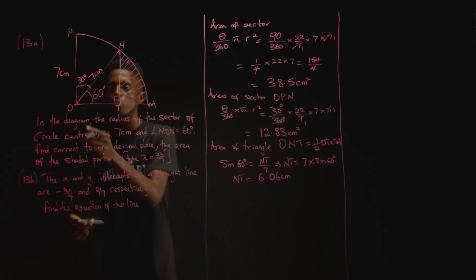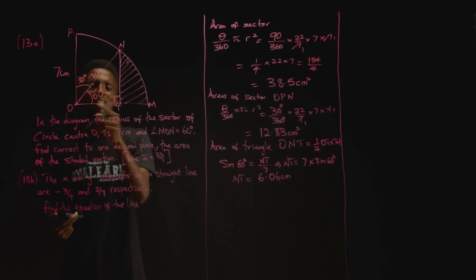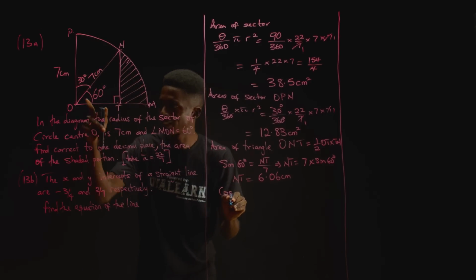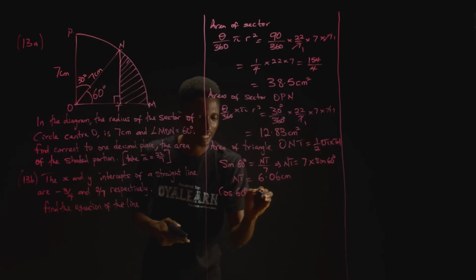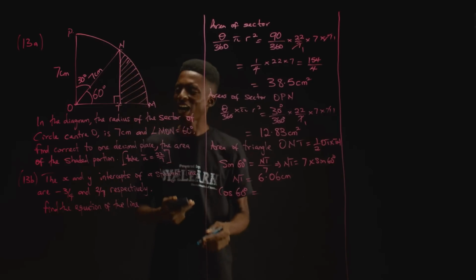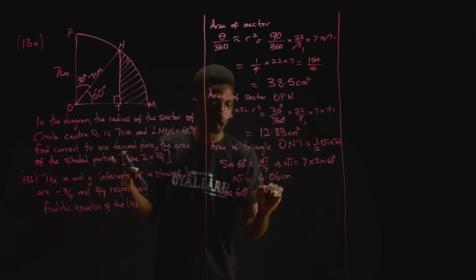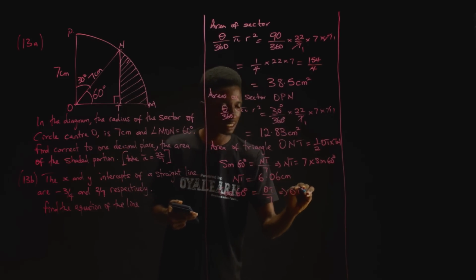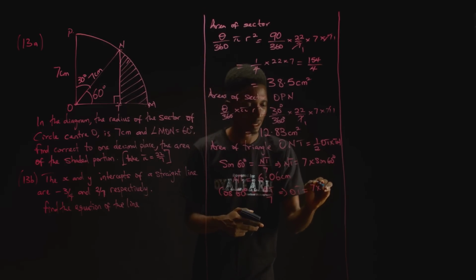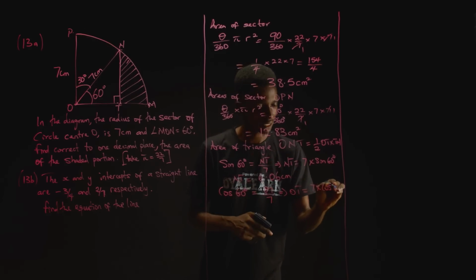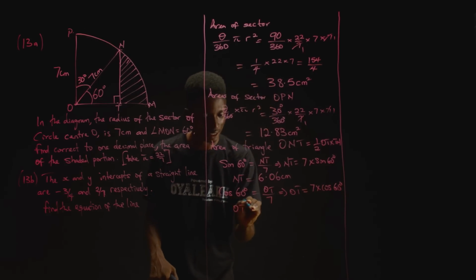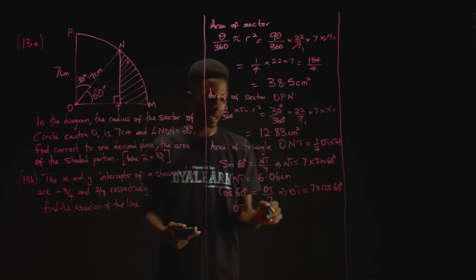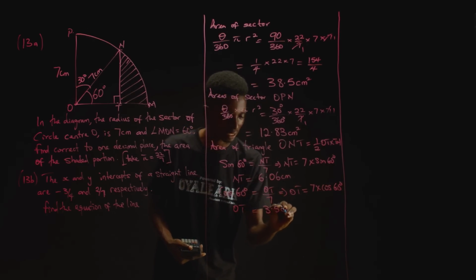So to get OT, we're going to be using the cosine, because this is now the adjacent side, right? So that is cos of the same angle here, which is 60 degrees, equals adjacent over hypotenuse, which is OT over 7, which implies that OT equals 7 multiplied by cos 60 degrees. So OT is, now cos 60 is 0.5. 0.5 multiplied by 7 will give us 3.5 centimeters.